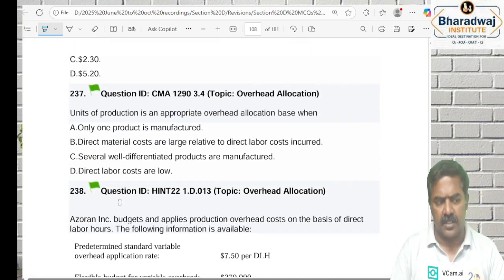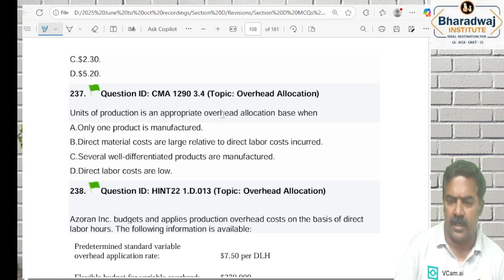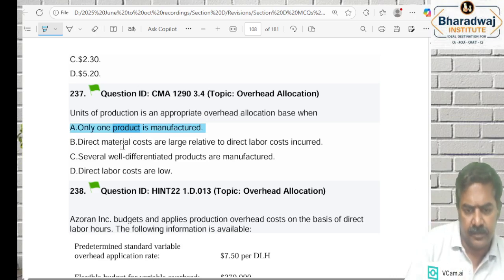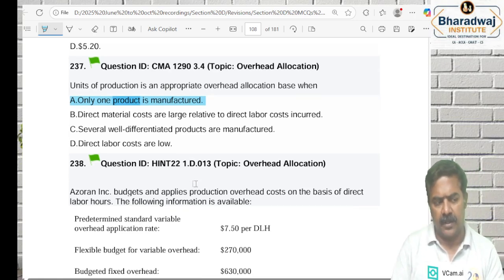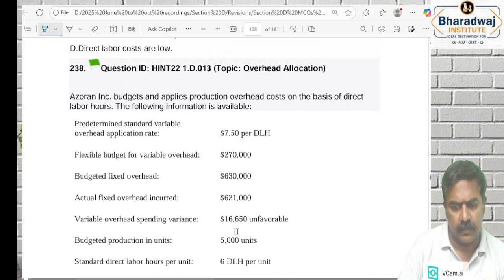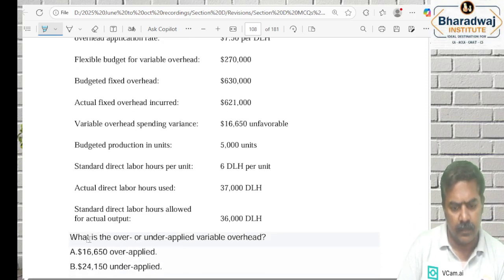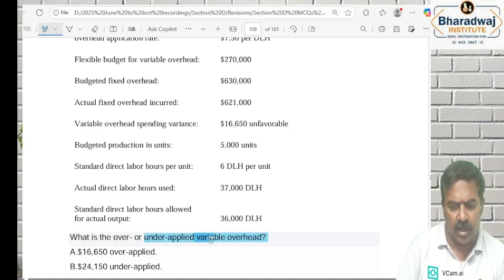Question number 237 part. Units of production is appropriate only when you manufacture only one type of product. 238 part. Over or under applied variable overheads is what they have asked.